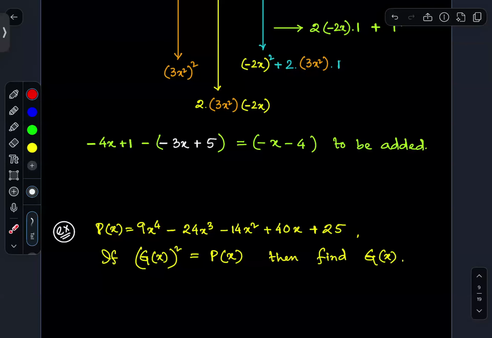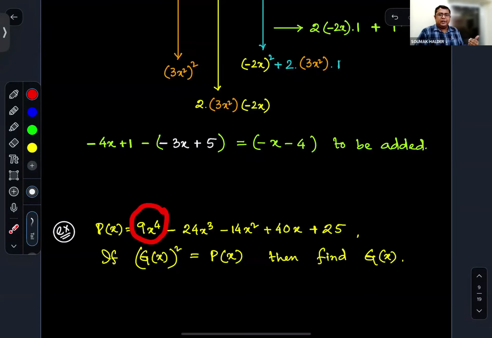Minus 3x, minus 4x. Minus 3x square, minus 4x plus 5? No, that's not right. Over here, just have a look. From where should we start?